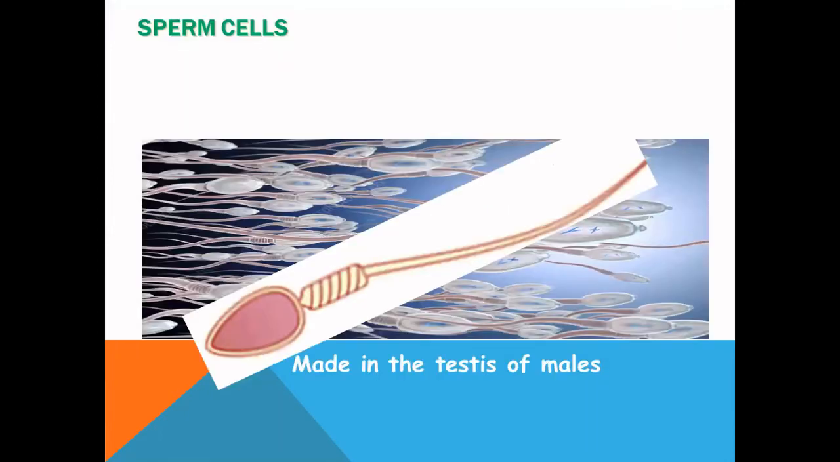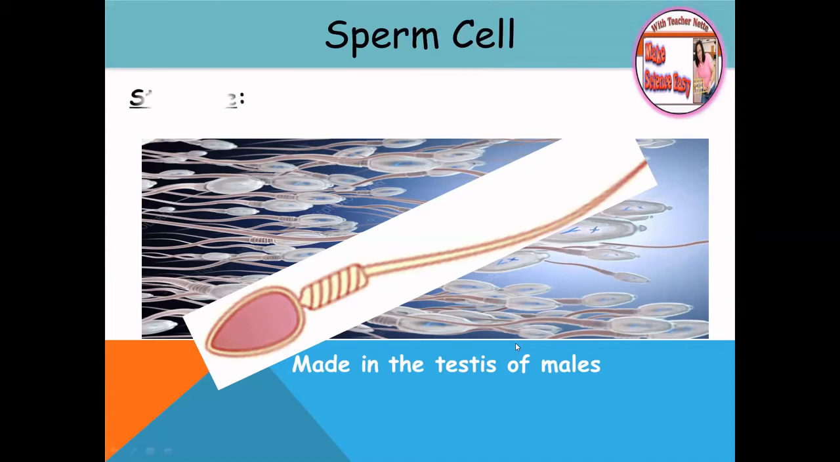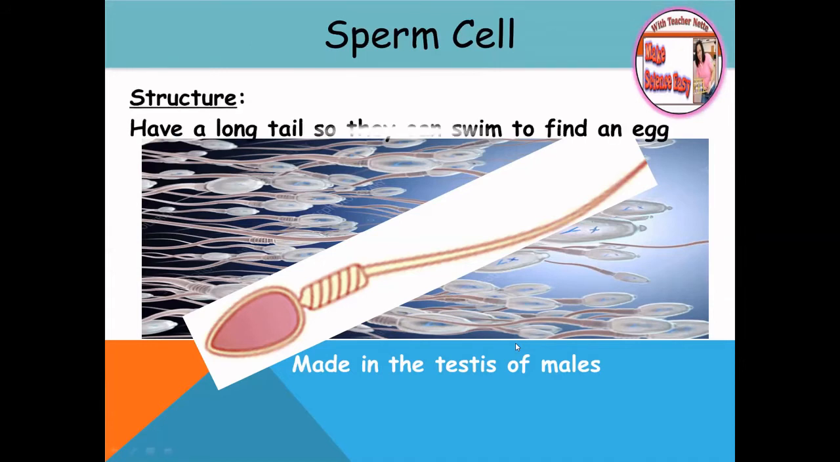the third one we're gonna study is about sperm cells. Where are sperm cells made? They are made in the testes of males. When you say males, females don't have it. And a sperm cell has a long tail, so that they can swim to find the egg. You can see those long tails.